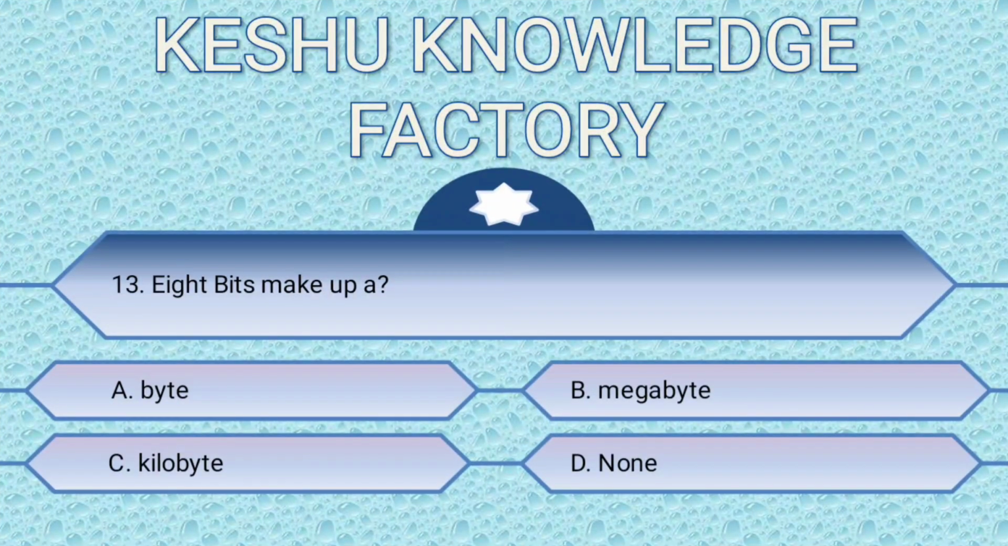Question 13. 8 bits make up a A. Byte. B. Megabyte. C. Kilobyte. D. None. Answer is A. Byte.